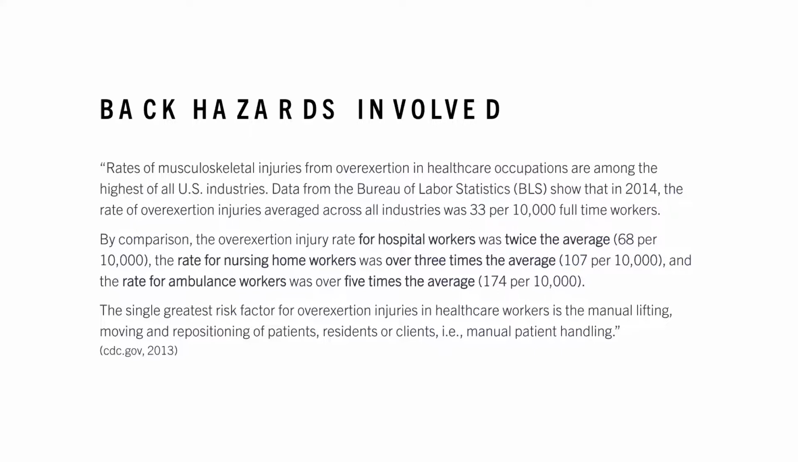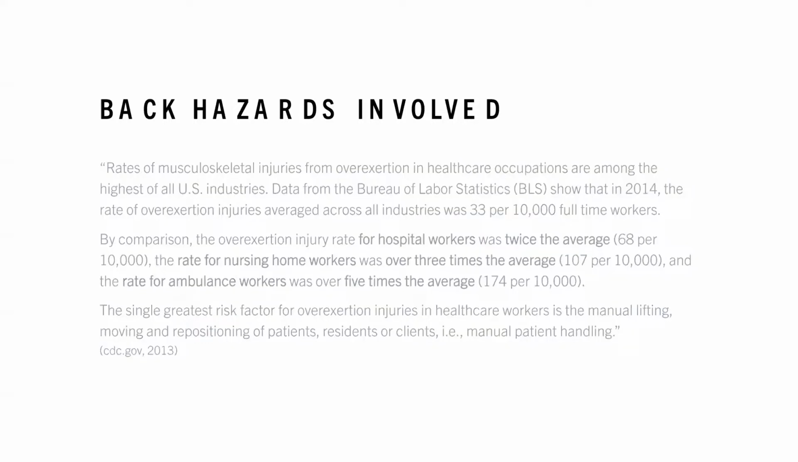In comparison, for hospital workers, it was twice the average at 68 per 10,000 people, and the rate for nursing home workers was over 3 times the average. So about 107 workers out of 10,000 will suffer back pain, and then the rate for ambulance workers is over 5 times the average, 174 over 10,000 workers. The single greatest risk factor for overexertion injuries in healthcare workers is manual lifting, moving and repositioning of the patient, residents or clients, for example, manual patient handling, ICDC.